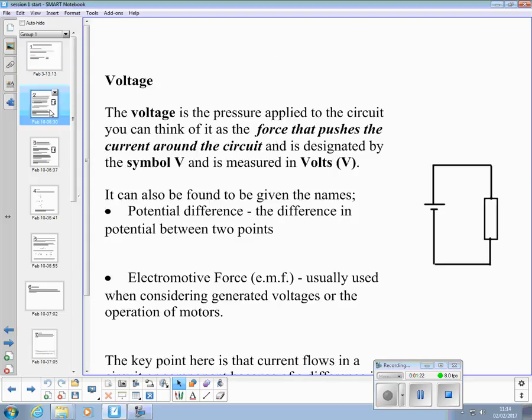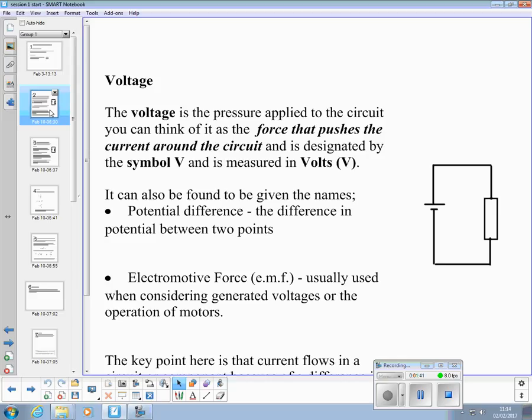So straight in there, we're going to go back a little bit and go over some bits that you would have learned, certainly if you did BTEC here or anywhere else. Electrical principles. Voltage.